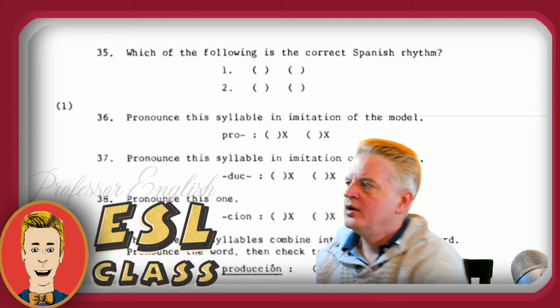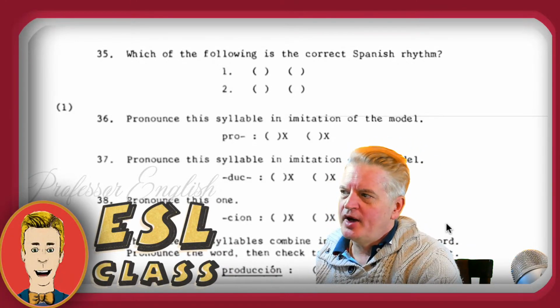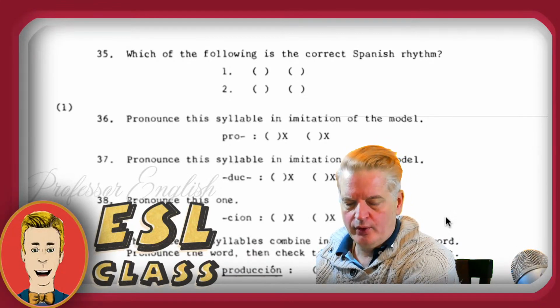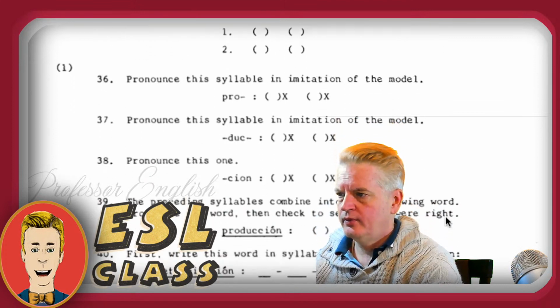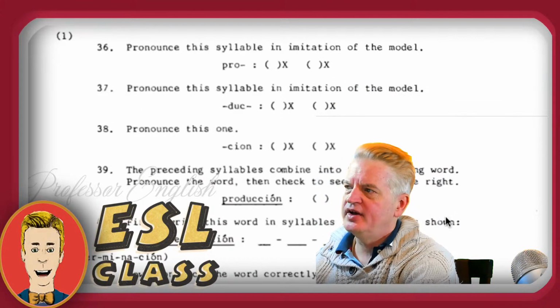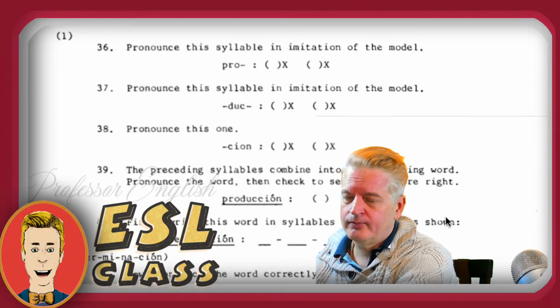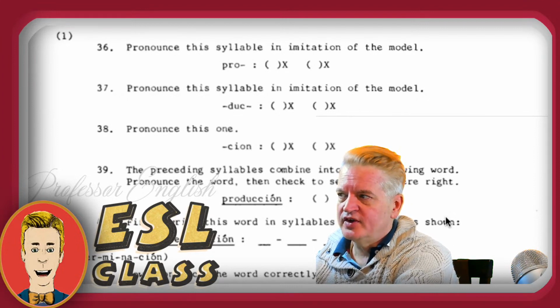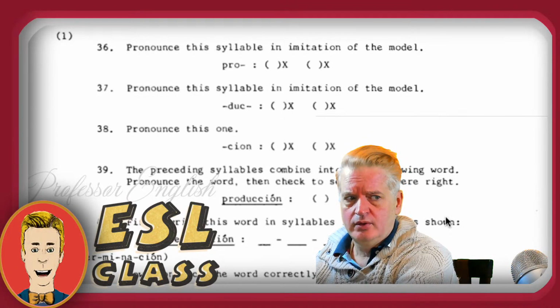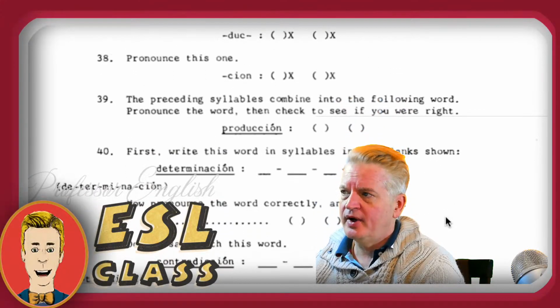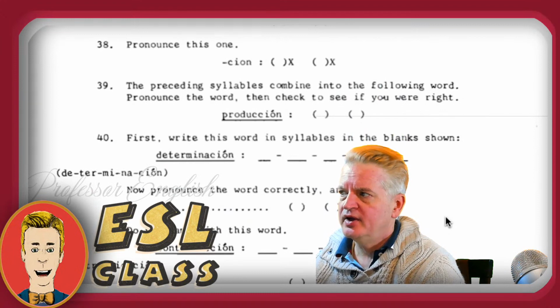Number 36. Pronounce this syllable in imitation of the model. Pro. Number 37. Pronounce this syllable in imitation of the model. Duc. Number 38. Pronounce this one. Sion. Number 39. The preceding syllables combine into the following word. Pronounce the word. Then check to see if you were right.